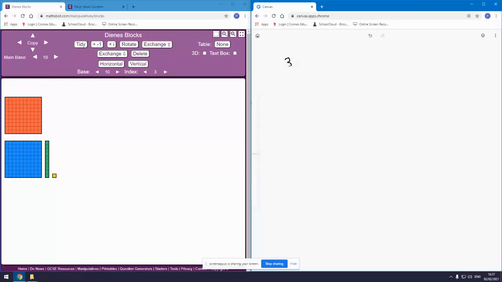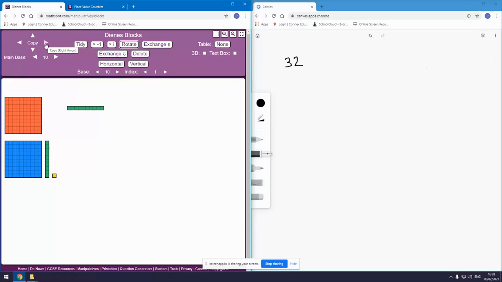So let's say I'm going to round 32 to start with. So I'm going to say to my learners, build me that 32. Build me the number 32. And for now, we're assuming that the yellow block is worth 1. So here is my 30, and here is my 2.